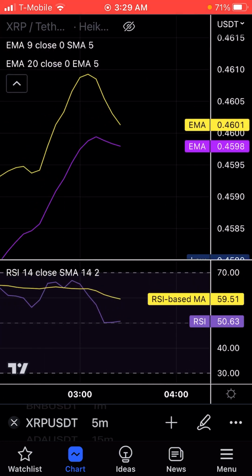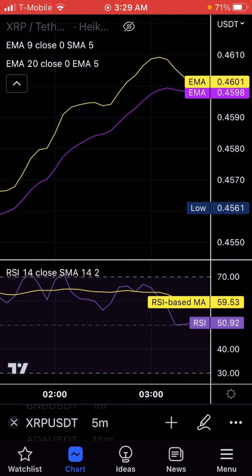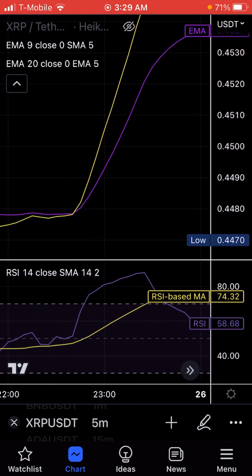Anyway, so that's a strategy. That is the 920 strategy. All you have to do is wait for it to cross. You can follow it from cross to cross, or you can follow it from the first cross and then take profit maybe halfway along the way. Just look at your RSI. I haven't talked a lot about the RSI. Let me mention that real quick.